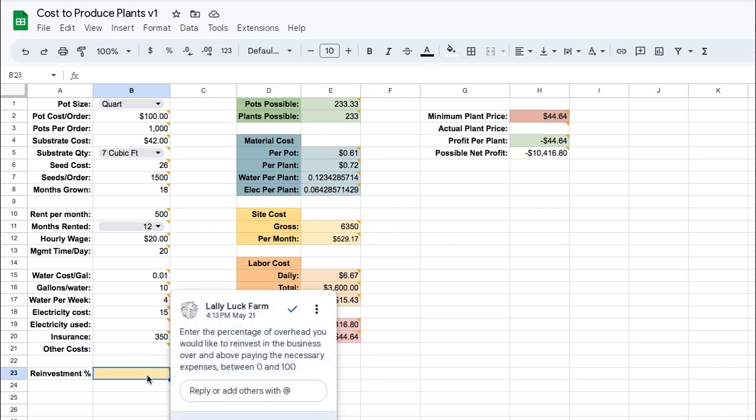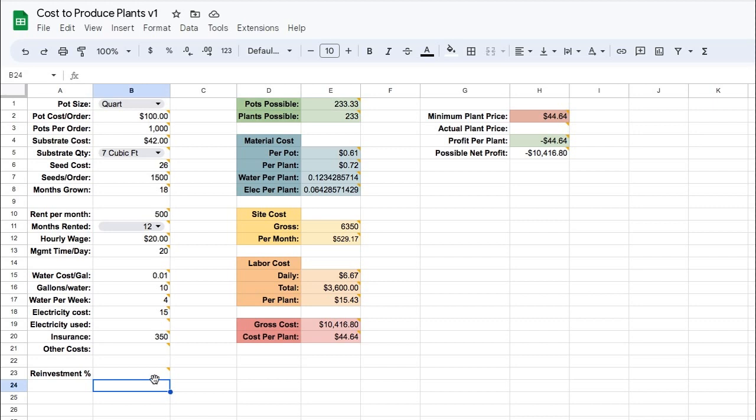This field for reinvestment is the amount of overhead that you'd like to get back based on the sale of your plants towards reinvesting into yourself and your company and your nursery and growing more plants.